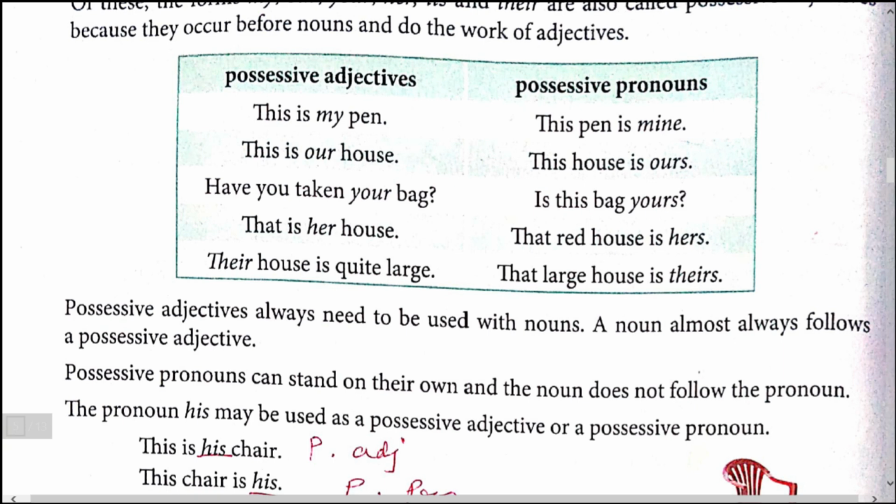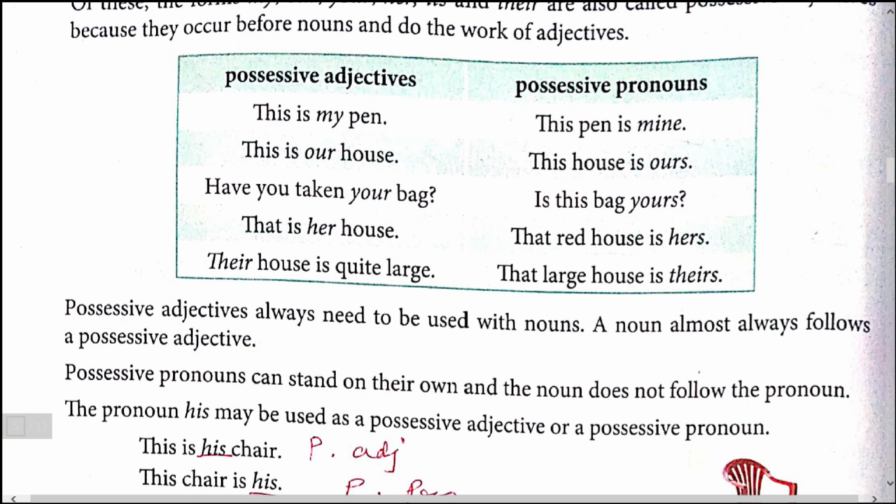First one. This is my pen. So here you will underline my, and that will be your possessive adjective. Next one. This is our house. Whose house? Our. So our is a possessive adjective. Next one. Have you taken your bag? Whose bag? Your. So your is a possessive adjective. That is her house. Whose house? Her. So her is a possessive adjective. Their house is quite large. Whose house is quite large? Their. So you have to understand and you have to form the question.